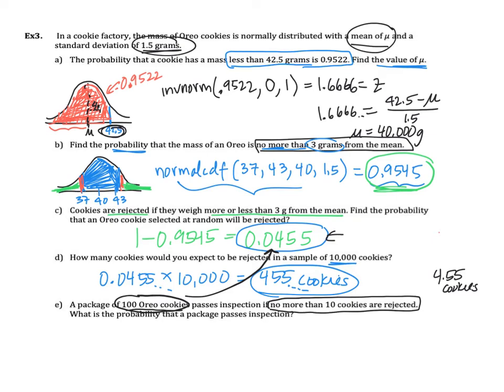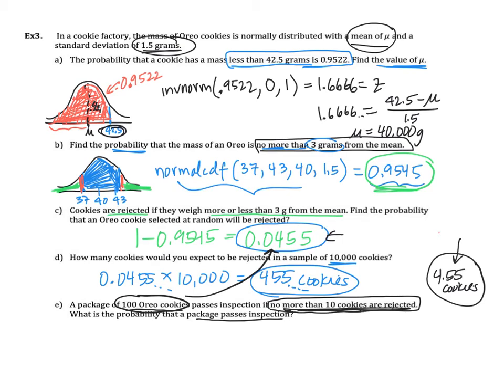So a package of 100 Oreo cookies is going to pass inspection if no more than 10 are rejected. Well, are we expecting it to pass? Yes, we have a high probability that's going to pass based on what we know from part C. But how do we prove that, or how do we actually calculate the probability that a package passes inspection?